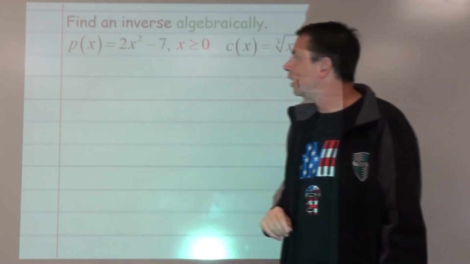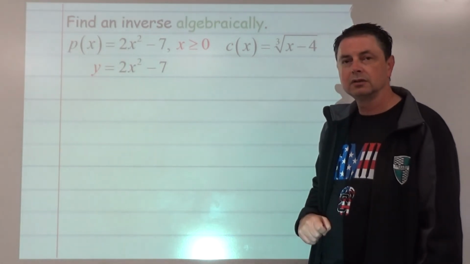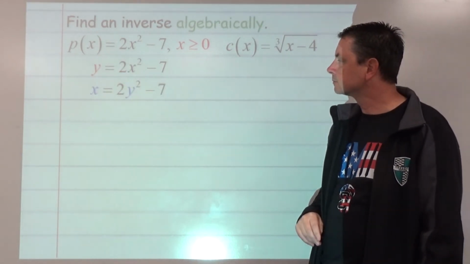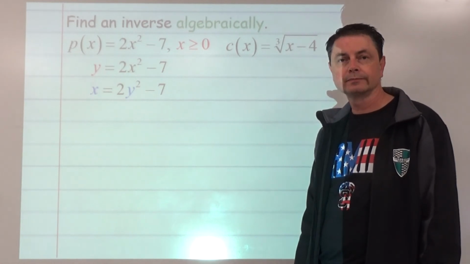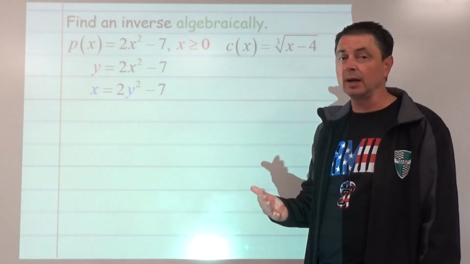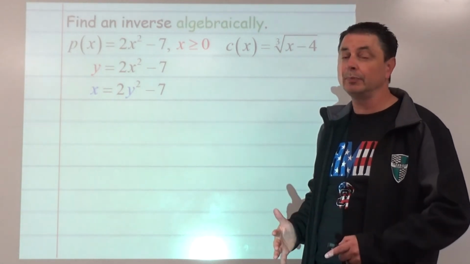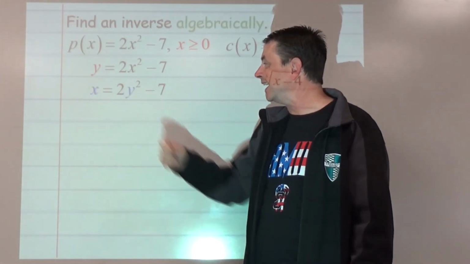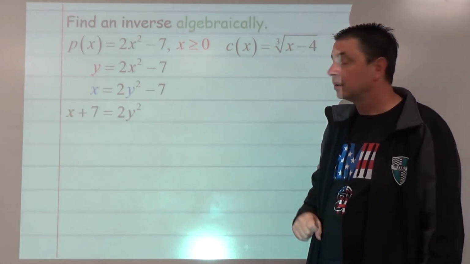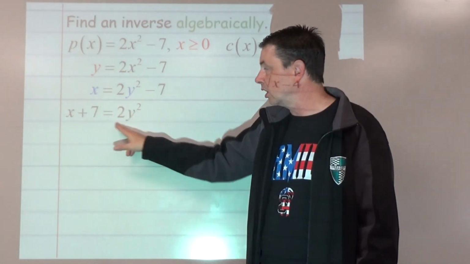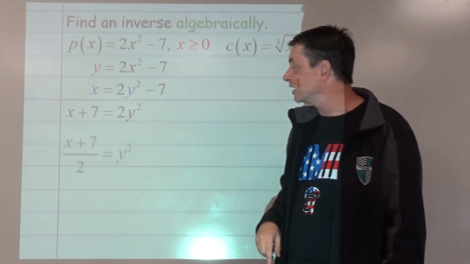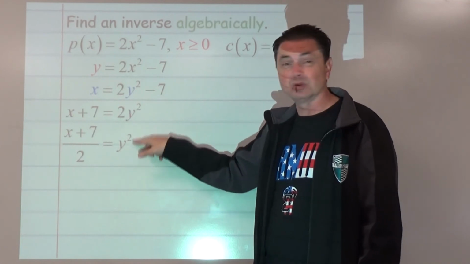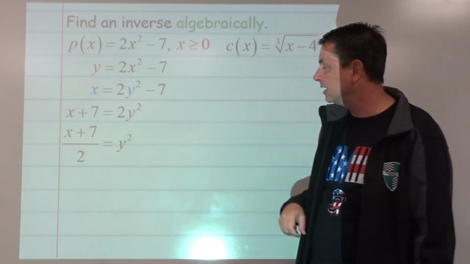Let's write it as y equals. Step 2, let's switch x and y. Let's solve for y. As we solve by undoing the opposite, we work in reverse order of operations. Unless parentheses are involved, we want to undo addition and subtraction first. So we're going to undo the minus 7. We'll add 7 to both sides. Then we want to undo any multiplication or division, so undo the 2. So we're going to divide both sides by 2. And lastly, we would square root both sides to undo the squaring.